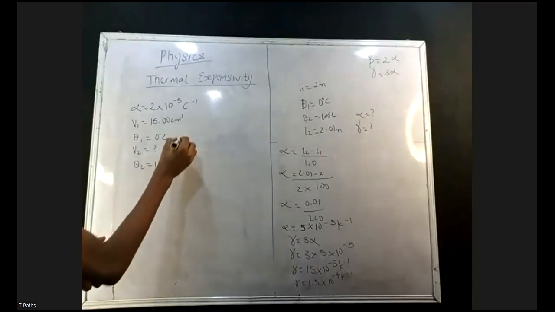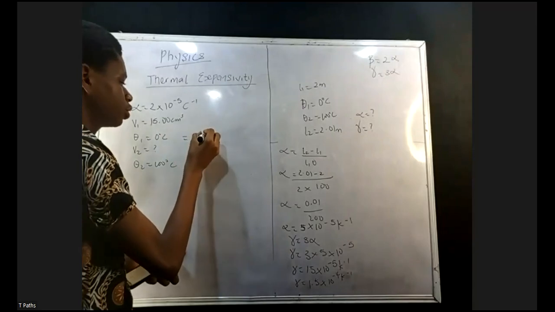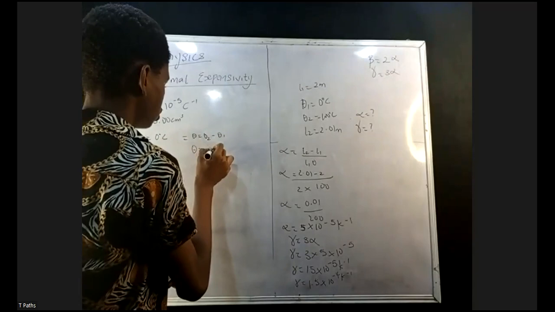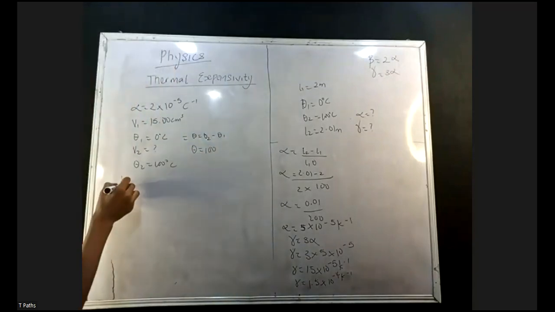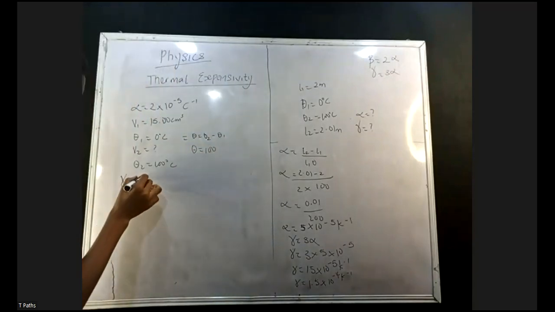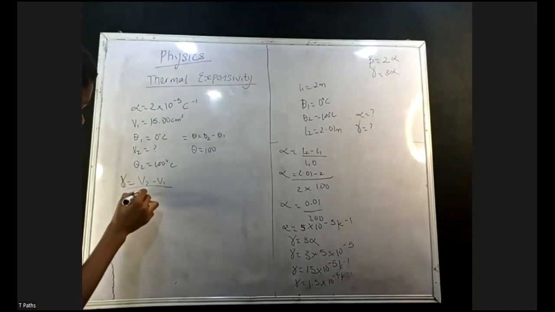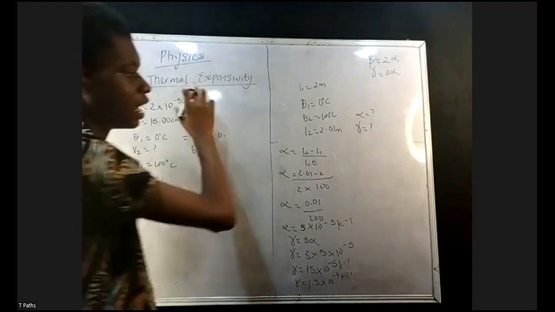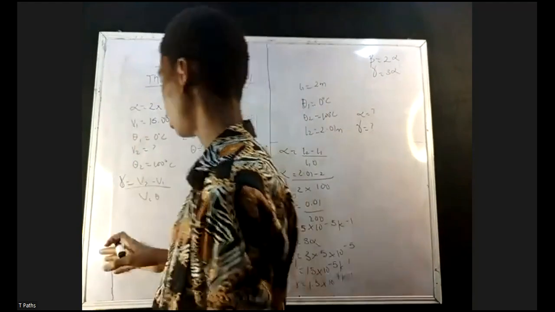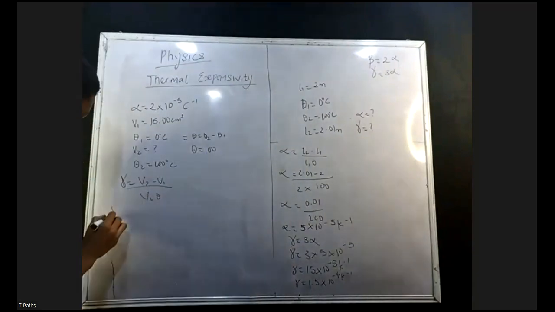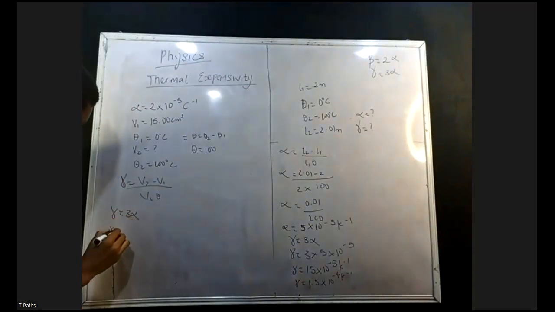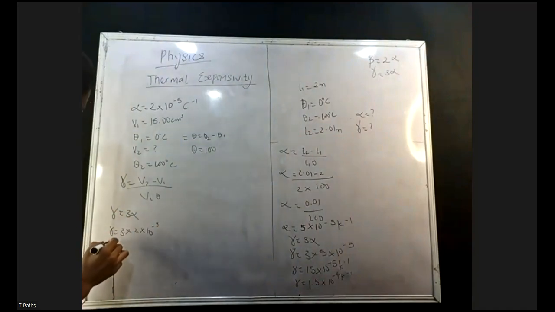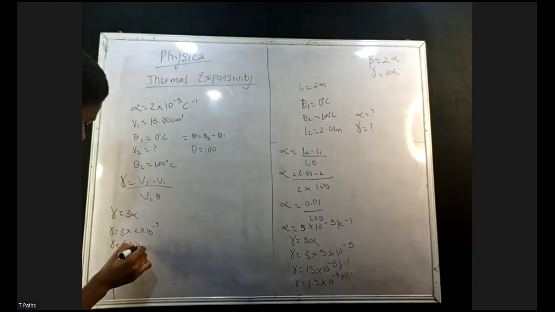Don't forget, theta is equal to change in temperature. That's theta 2 minus theta 1, which is 100 minus 0, which is 100. Don't forget, I said volume expansivity gamma is equal to V2 minus V1 over V1 theta. The question says alpha, which is linear expansivity, is this, so I have to find my gamma first. Gamma is 3 alpha, so this becomes 3 times 2 times 10 raised to the power minus 5, which means my cubic expansivity is 6 times 10 raised to the power minus 5.